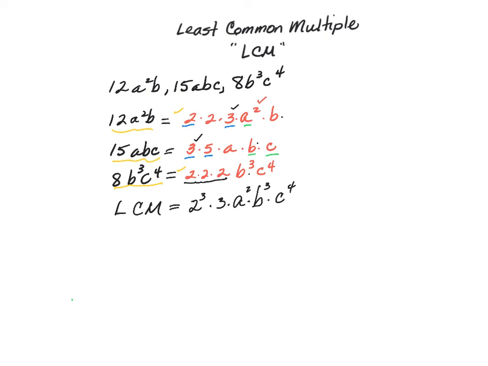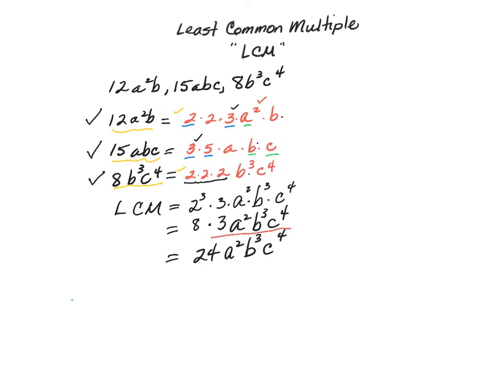So in the final way we will write our least common multiple will be to say 2 to the third is 8 times 3 A squared B cubed C to the fourth. And since 8 times 3 is 24, we can say that the least common multiple of 12a squared b, 15abc, and 8b cubed c to the fourth is 24a squared b cubed c to the fourth.